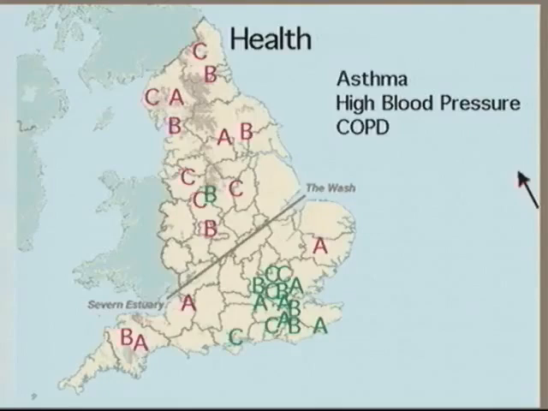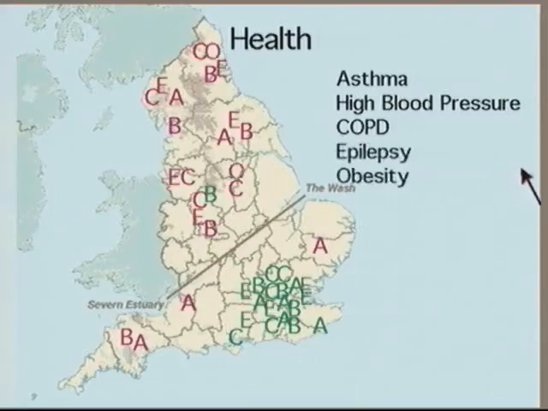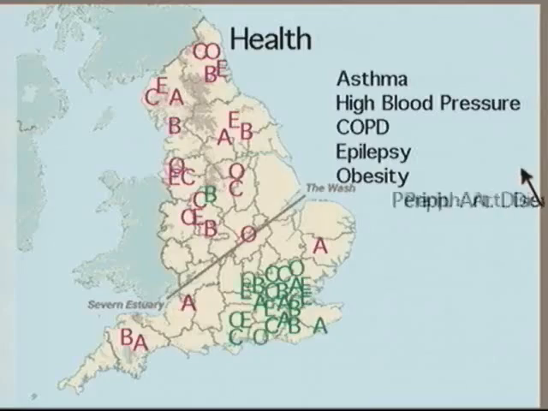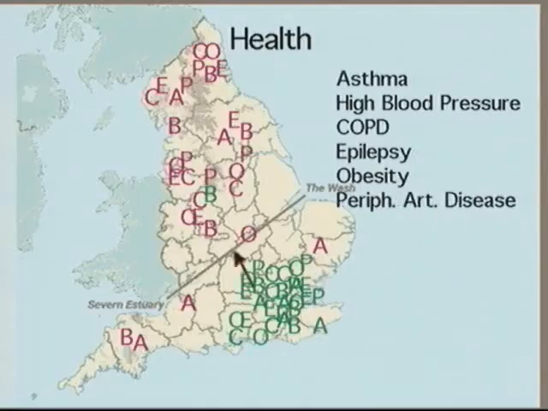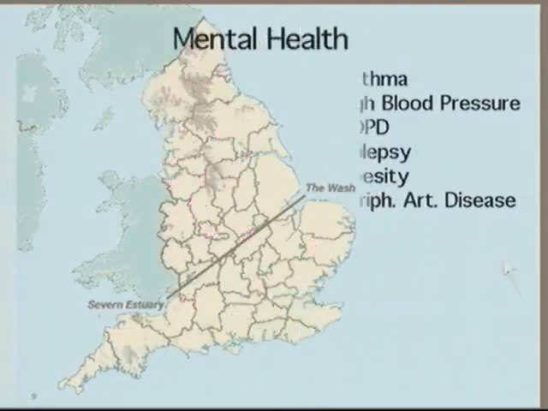COPD, chronic obstructive pulmonary disease. These are all the best in the southeast, and all the worst are in the north. Epilepsy, obesity, peripheral arterial disease. See the picture? The best of the health is in the southeast, and the worst is in the northwest and a few other places. Now let's look at mental health in the same way.